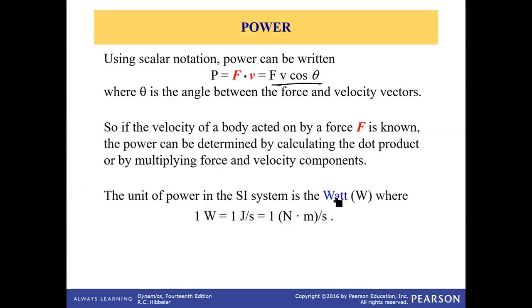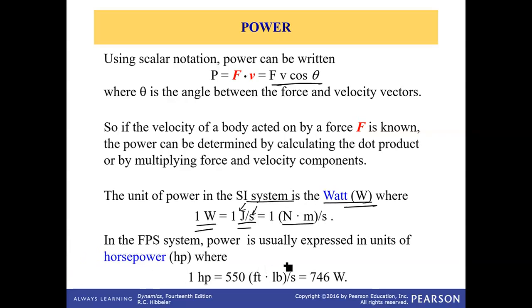The unit for power in the SI system is the watt, which is also called joule per second, because work done is in joules and time is in seconds. Work done is also newton meter per second. So the unit of power is newton meter per second, or joule per second, or watt, which is more common for day-to-day communication in the SI system.